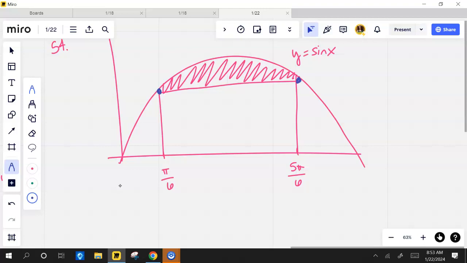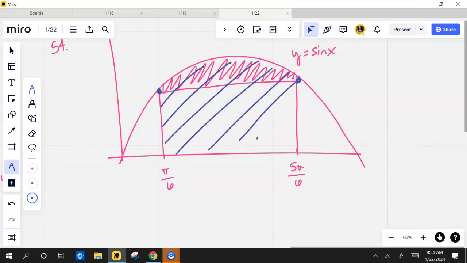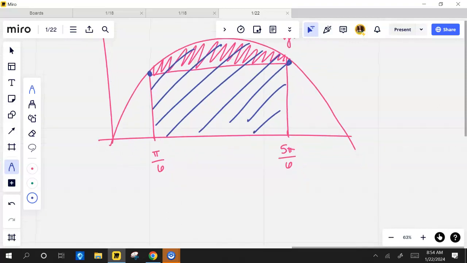So what I could do is find the area of all that, yes? And to find the area of all that, that's just the integral from pi over 6 to 5 pi over 6 of sine x. But then I have to subtract that rectangle out. So y'all were on the right track. Y'all were thinking, I know I've got to find the area of the rectangle, and you do.